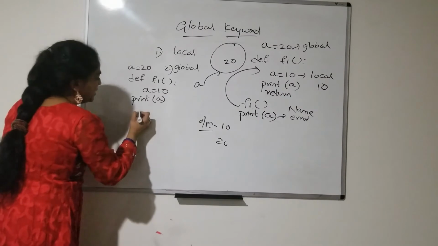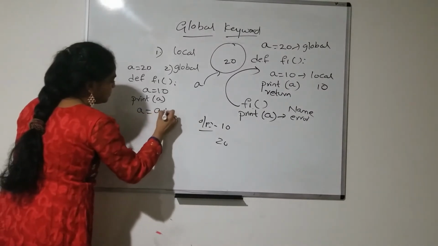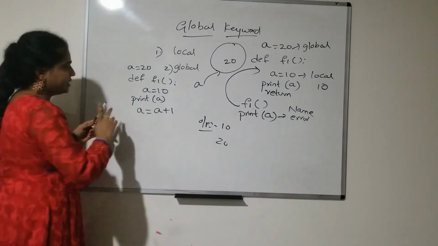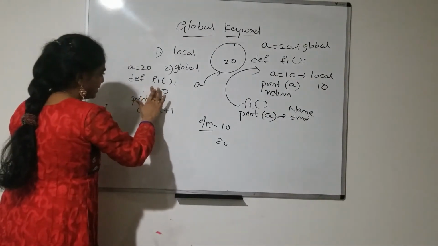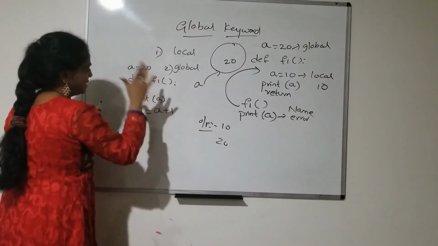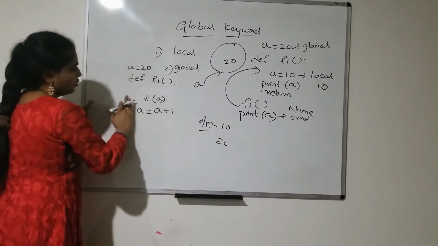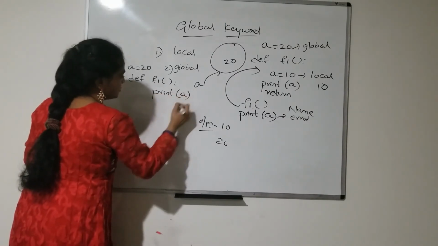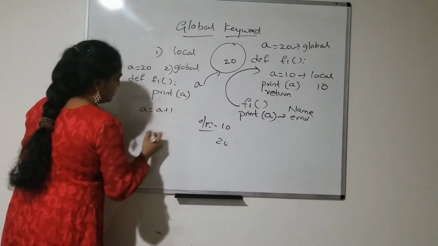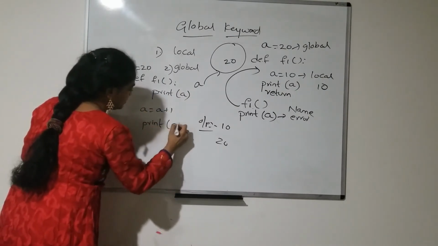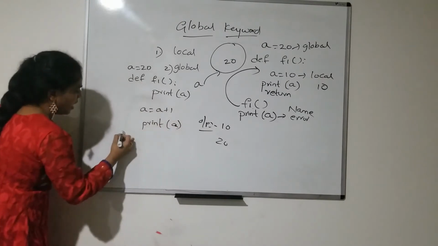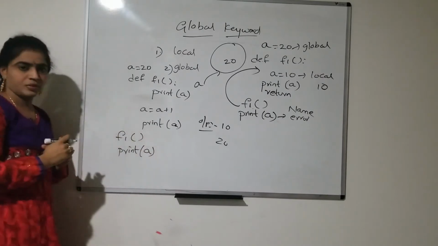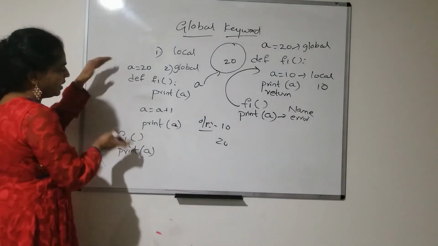Here A equal to A plus 1. Suppose for example, here I am not taking any local variable in this function. Okay. Here I have to follow some indentation. So, print of A, A equal to A plus 1, again print of A. And next I am calling the f1 function, and again outside this I am writing print of A. So, this is the code I have.